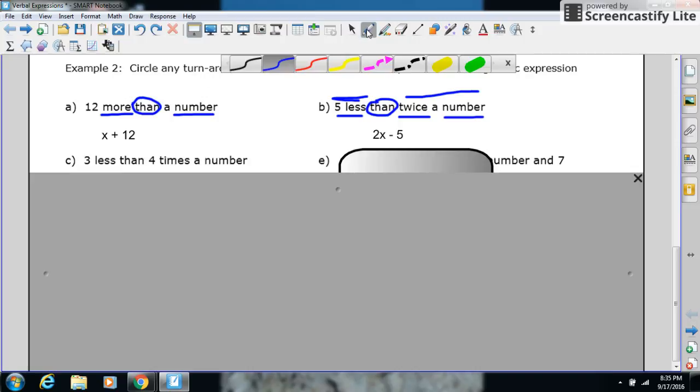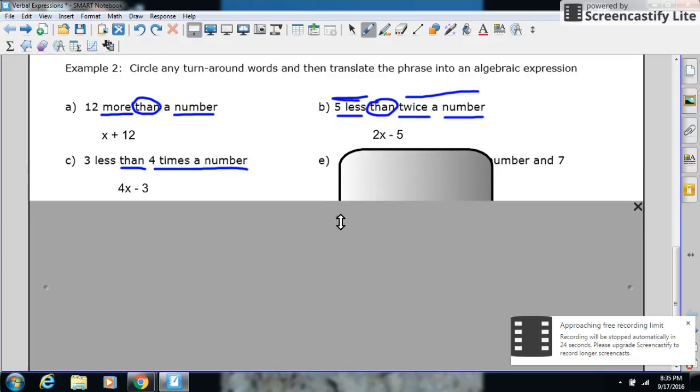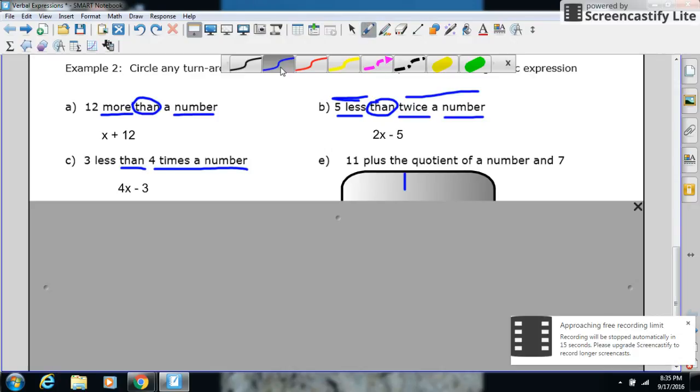The turnaround word in this case would be than. So that means this part would be first. 4 times a number would be first, would be 4x minus 3 on that last one. And turn around. 11 plus the quotient. The turnaround number would be 11 plus the quotient of a number. I'll have to freeze this one.